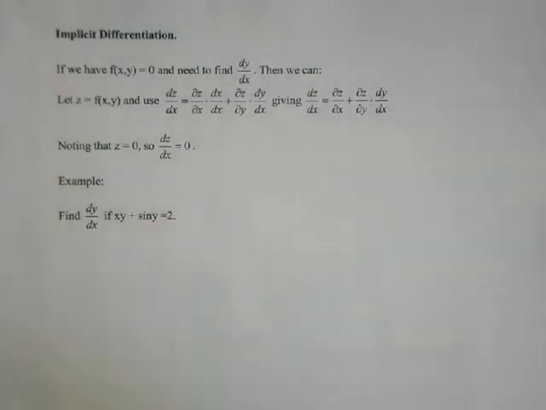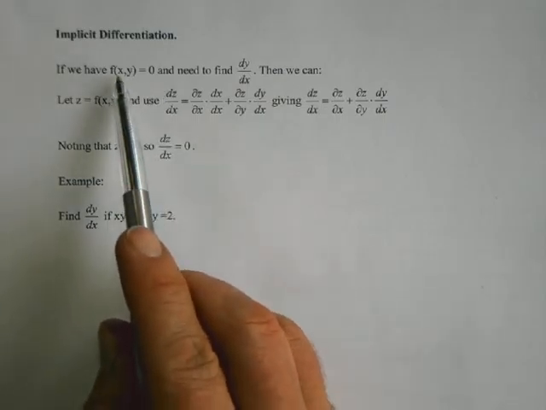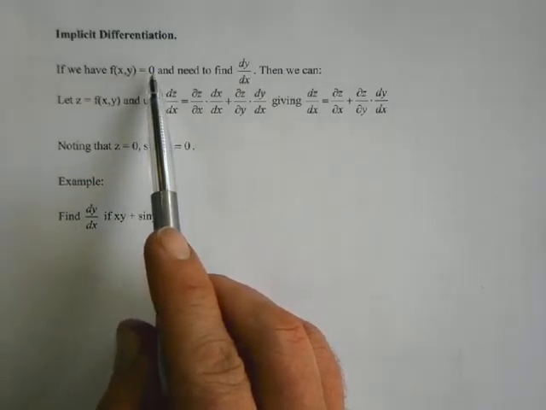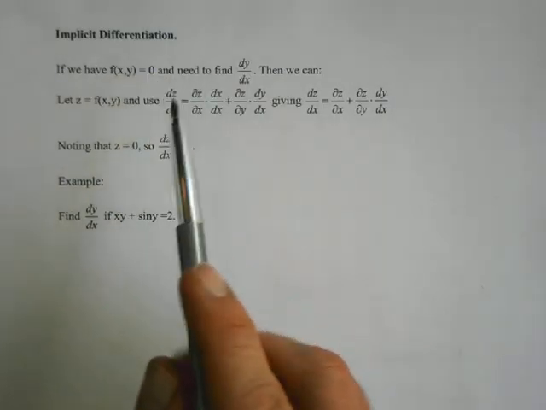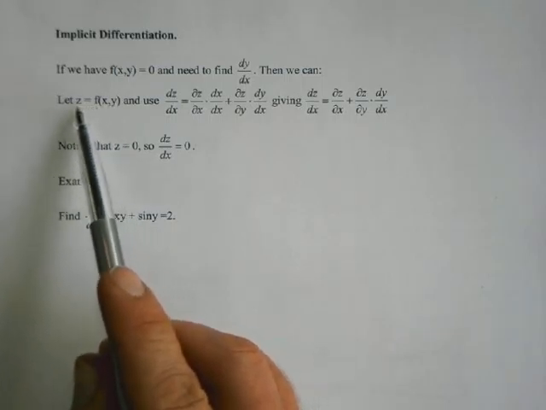This is quite a nice little trick to do an implicit differentiation. So we're going to set up our function to equal 0. If it's not equal to 0, we have to rearrange it to equal 0. And then we're just going to call our function equal to z.